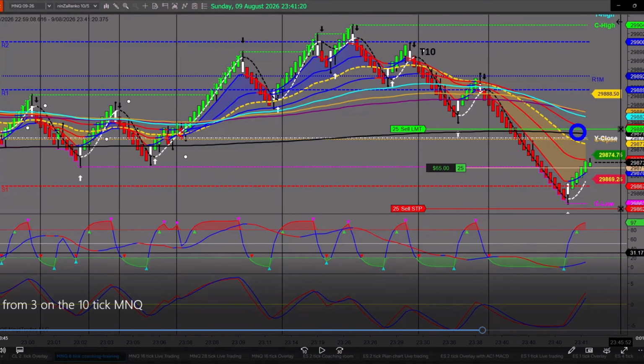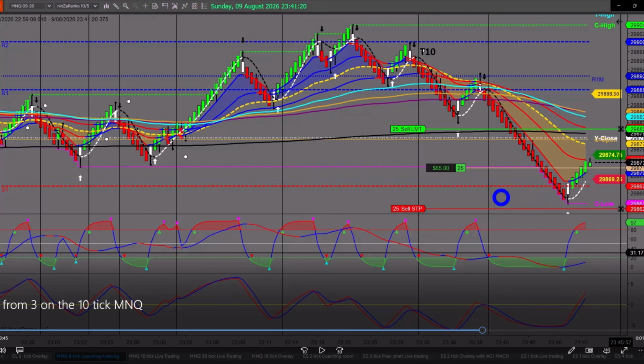Okay, so now I paused the video there, and I'm now long here, and this is what we call a T3. Now this is a reversal. In a way, your T10 is a reversal as well. This was a trend following setup, and this is a reversion to the mean.